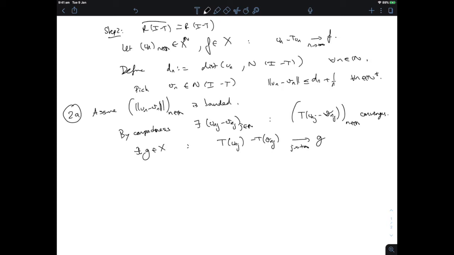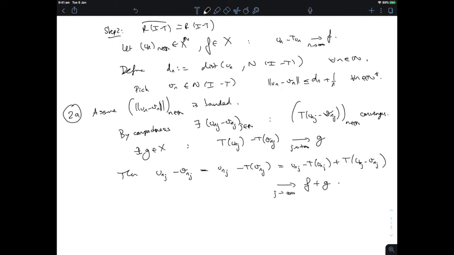So what have we got? We've got that u_nj minus v_nj is really the same thing as u_nj minus T v_nj, and that is the same thing as u_nj minus T u_nj plus T of (u_nj minus v_nj). So this has a limit as j goes to infinity, and the limit is f plus g. Okay, so u_nj minus v_nj tends to f plus g.